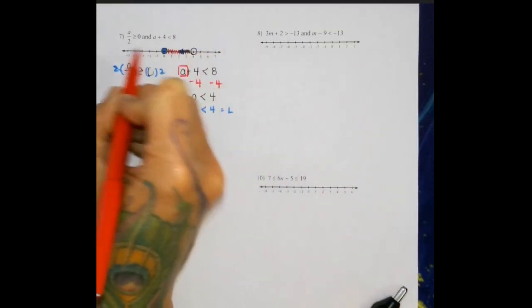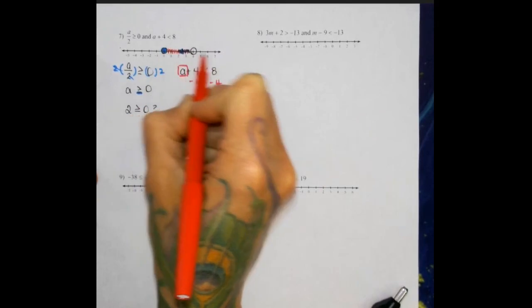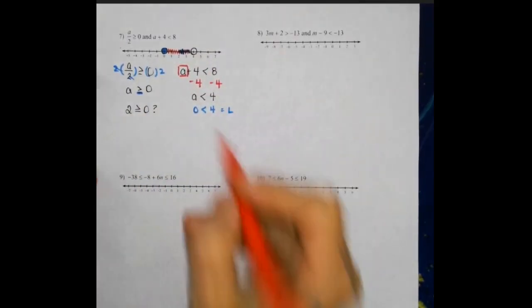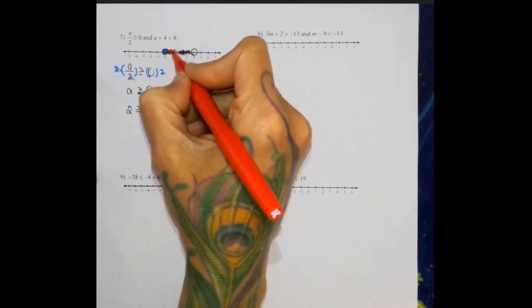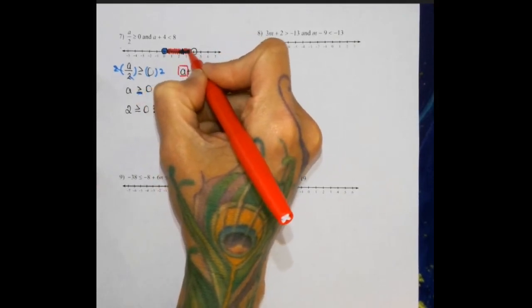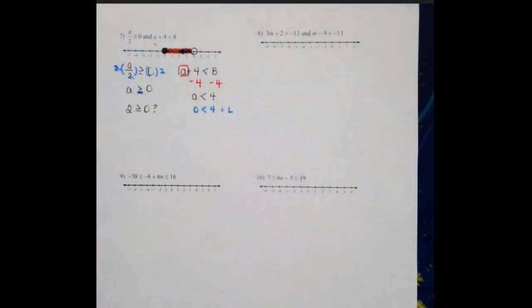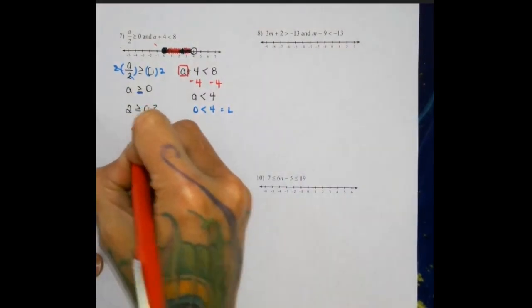Like, so this one was all the way to the left if it was a single inequality. This one was all the way to the right if it was a single inequality. But because it is a compound, the only answers that are going to make this true are in the red. And this would count as well because it is a solid circle. Would the answer 4 meet the need for both of these inequalities? So is 4 a solution?